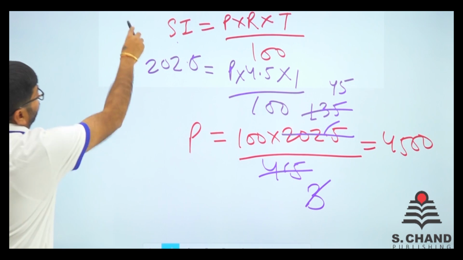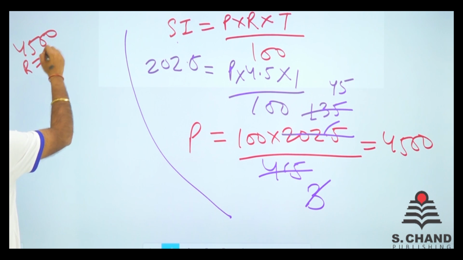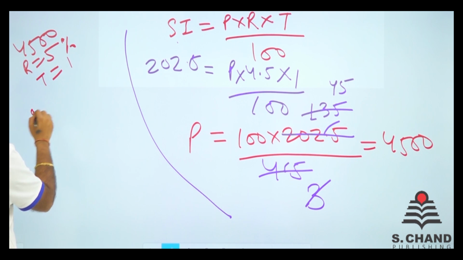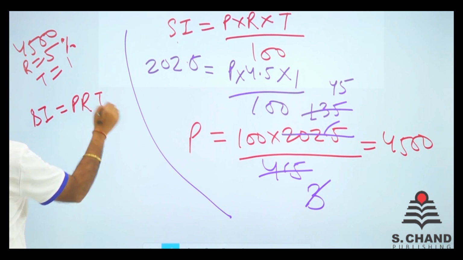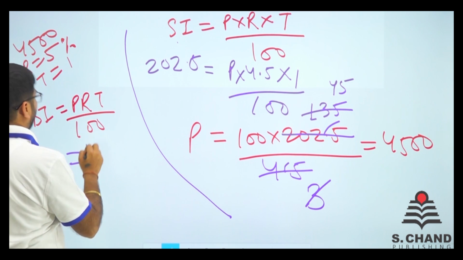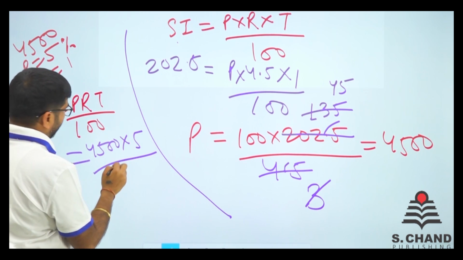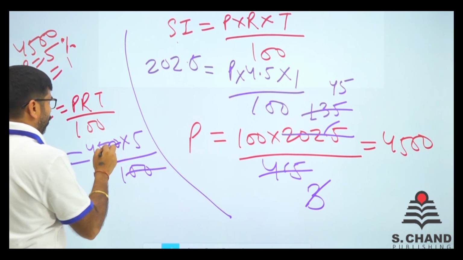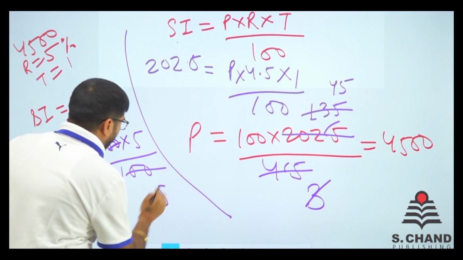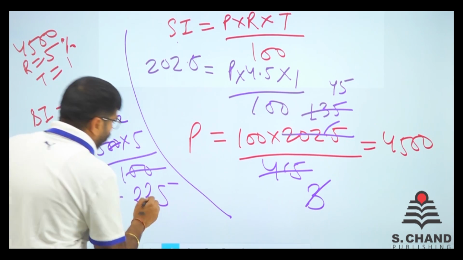Now we have got principal with us, 4500. Rate of interest is 5% and time is 1. So we need to calculate SI is equal to PRT by 100, right? So what is PRT by 100? Principal is 4500. Rate of interest is 5. Time is not important for us. So 0 and 0 cancel. We get 45 into 5. So what is 45 into 5? 5 5s are 25, 2 is the carry. 5 4s are 20, plus 2 is 22. So we got 225.